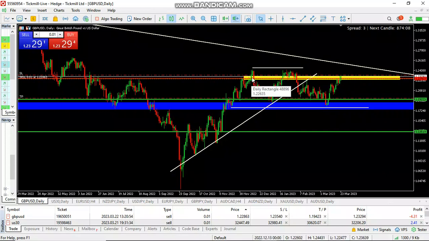So as I am in this zone over here, as price got back into the zone, I did put my trade in. It's a nice sell position that I have open.